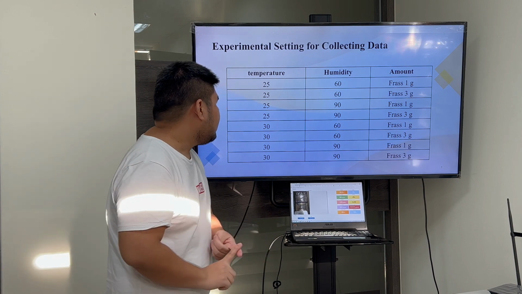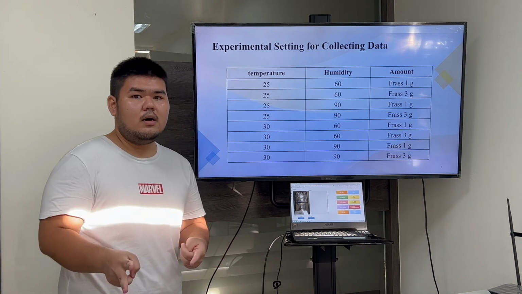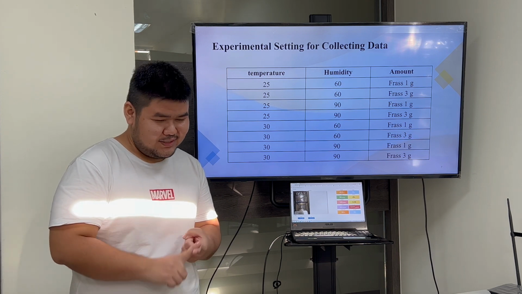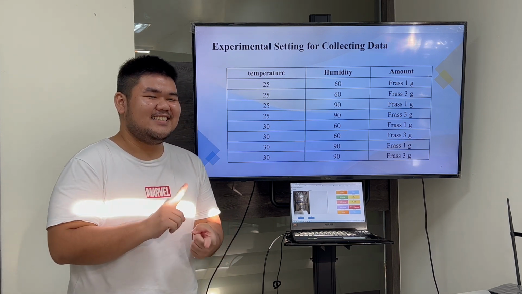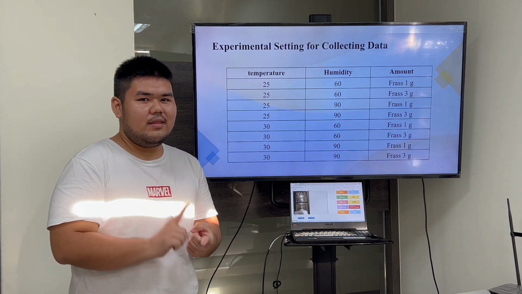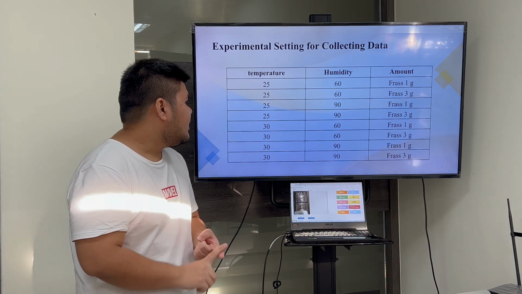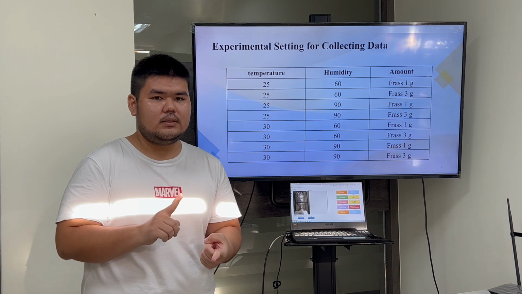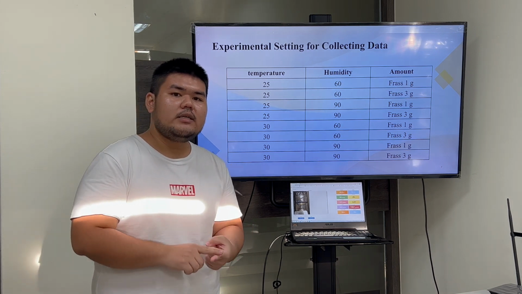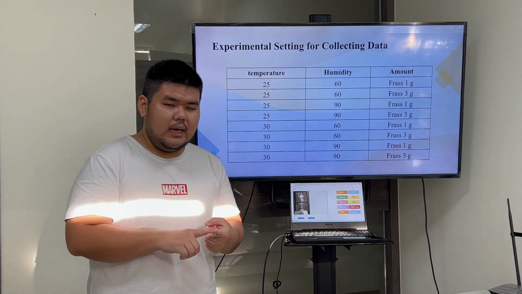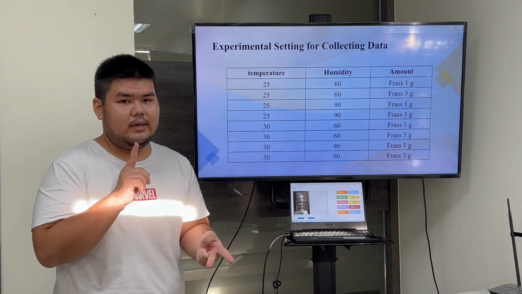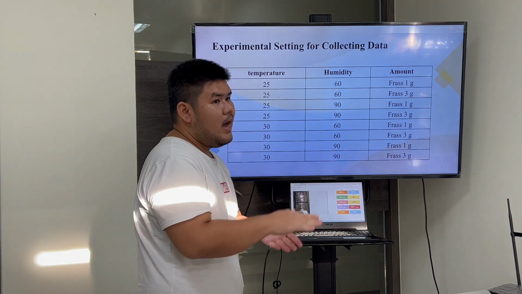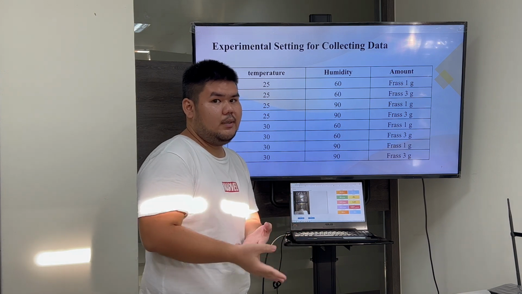For the temperature, we separate into 2 levels: the first one is 25 degrees Celsius, and the second one is 30 degrees Celsius. For the humidity, we also separate into two levels: the first one is 60%, and the second one is 90%. This table is just a part of our experimental testing.